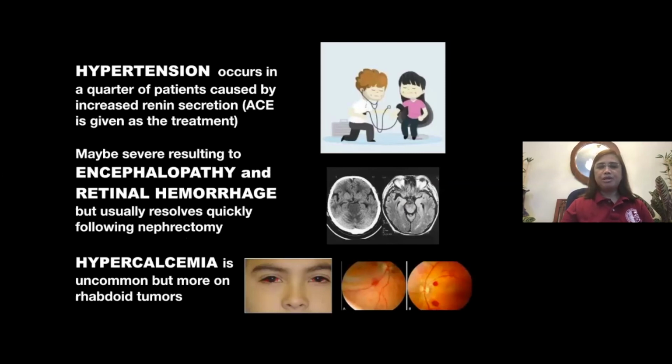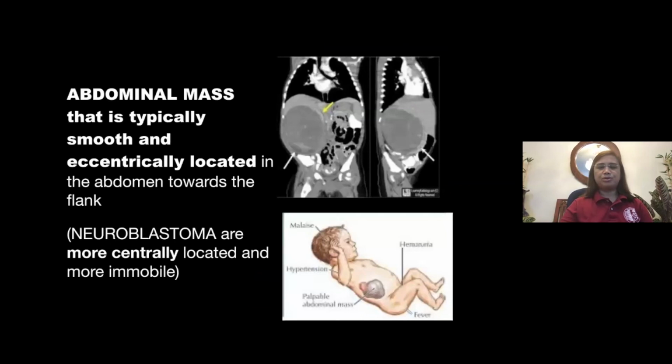Hypertension occurs in a quarter of patients, caused by increased renin secretion, and it may be severe, resulting in encephalopathy and retinal hemorrhage. Hypercalcemia is uncommon but more frequent in rhabdoid tumors. The abdominal mass is typically smooth and eccentrically located in the abdomen towards the flank.